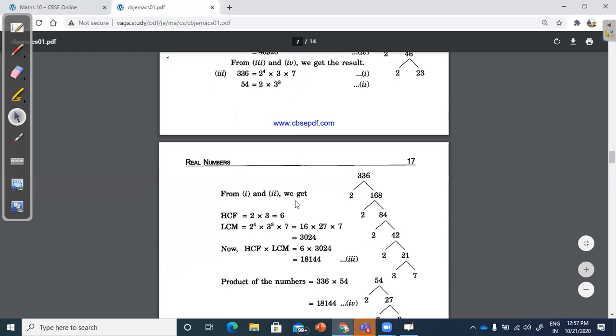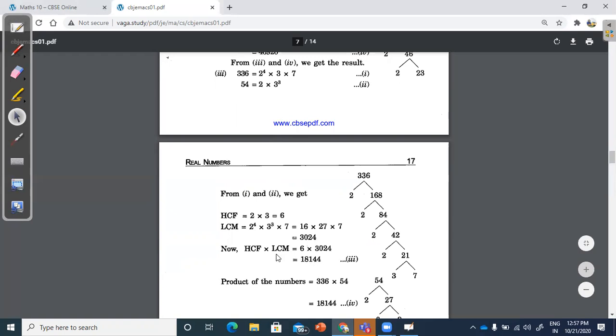Here I am having 7. And I am going to multiply all this. Then I will get the LCM. So I have taken all the numbers, but I have not repeated anything. So I am taking 2 to the power 4 from here, 3 cube and 7, and I am multiplying. So what will happen? This will become 16 into 27 into 7, which is 3024.